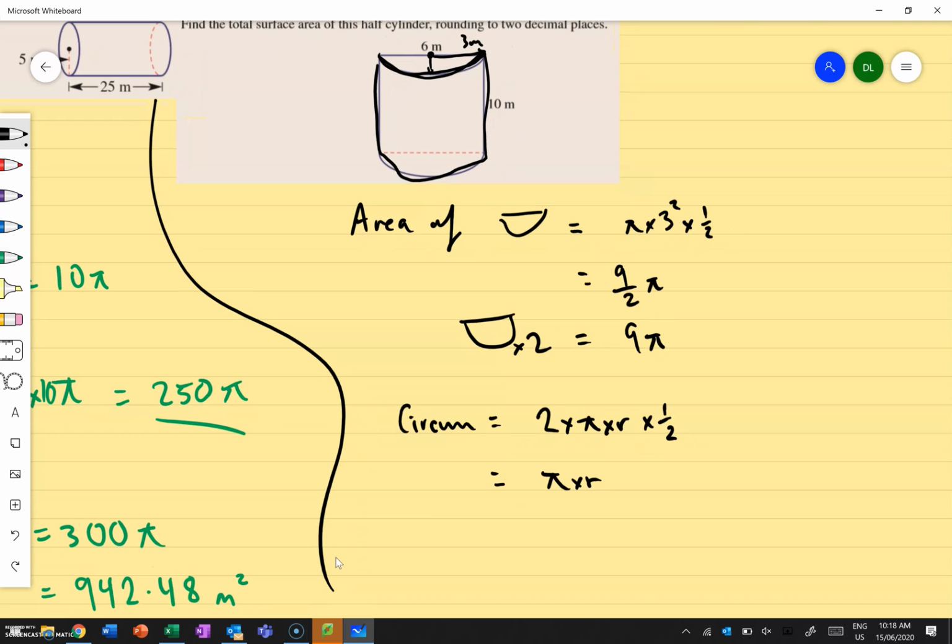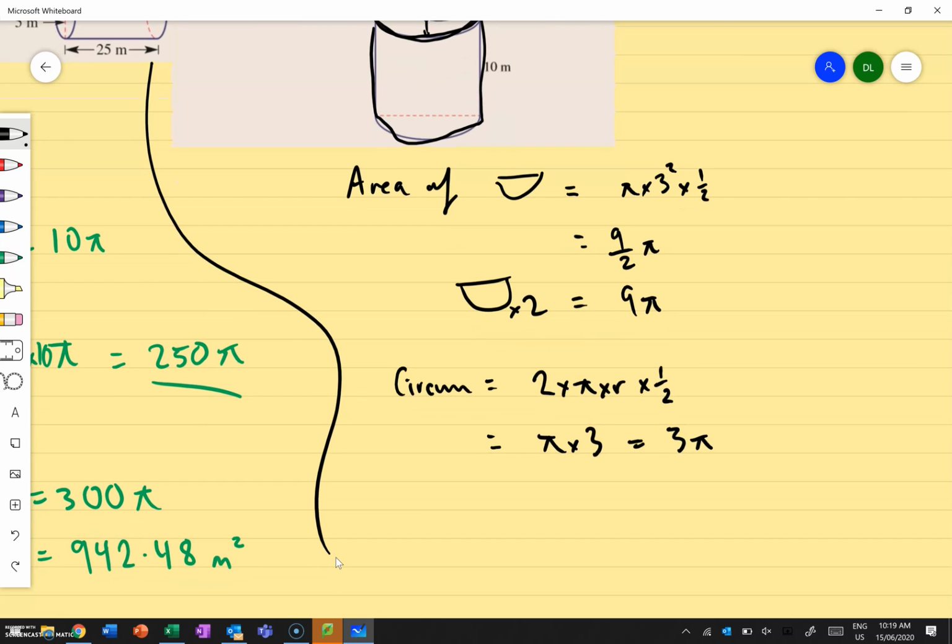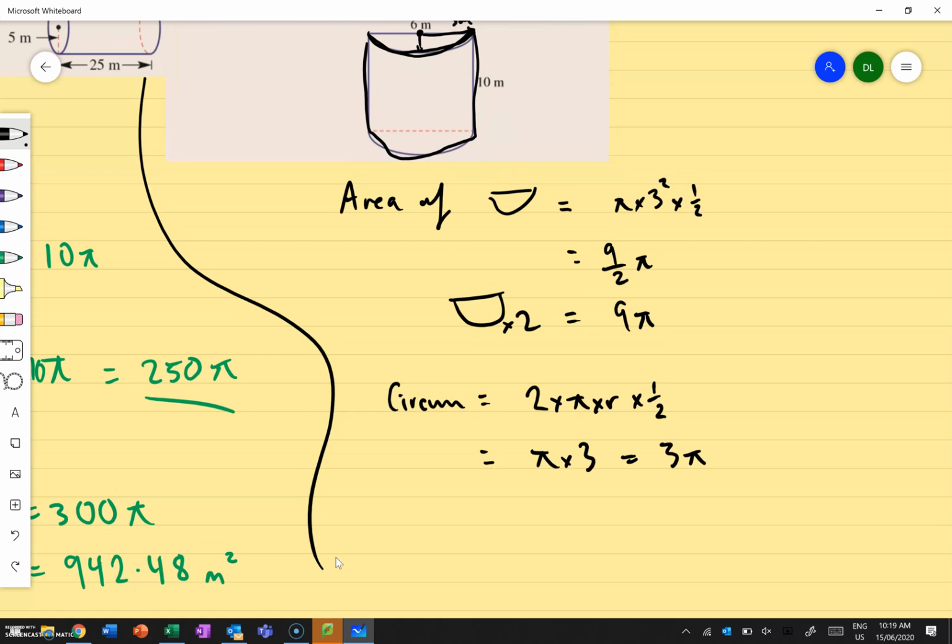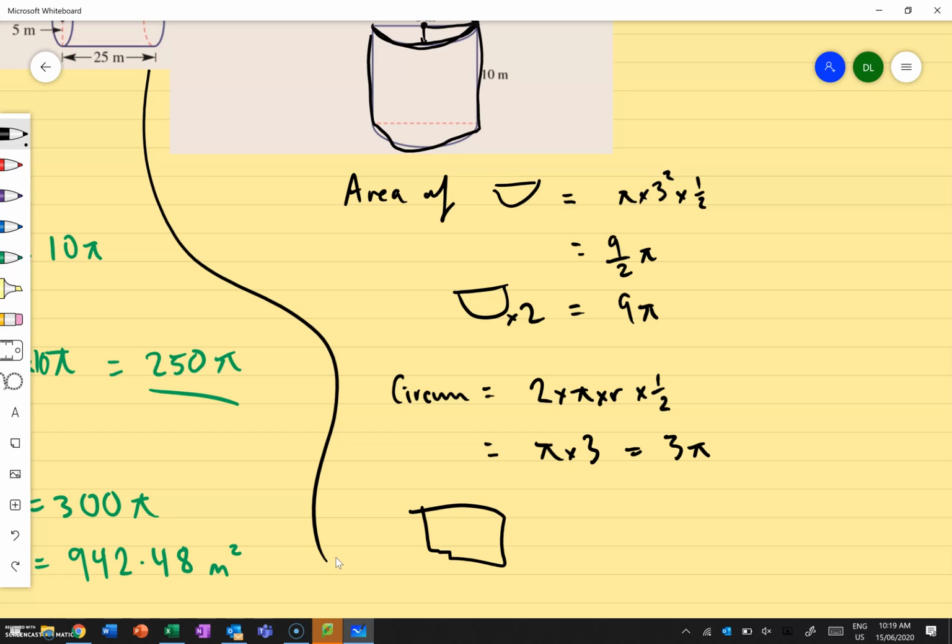What's my radius again? 3. So that gives me 3 pi. I times it by the height to get my actual 30 pi. Good. That's terribly drawn. 30 pi. Now the last thing.